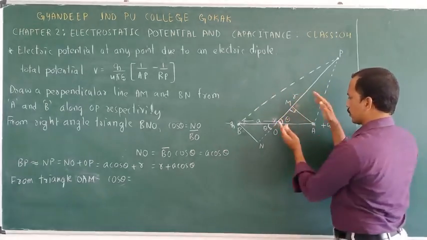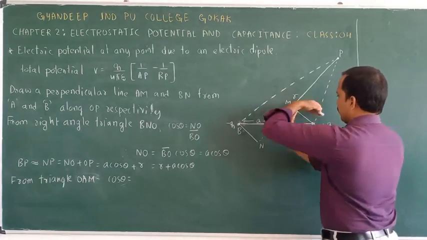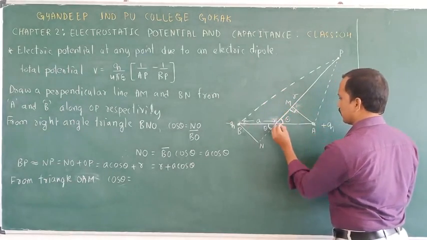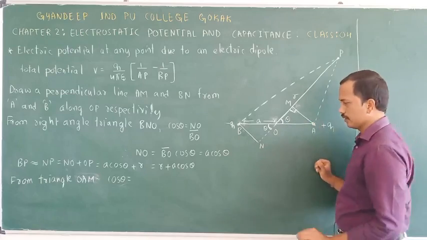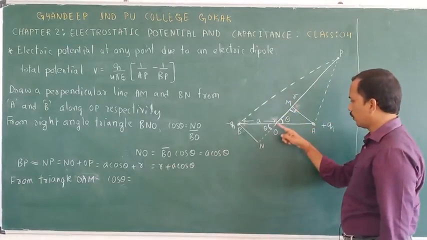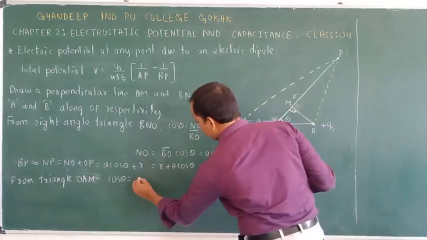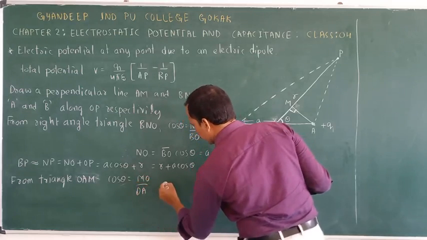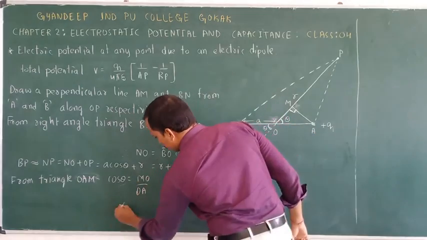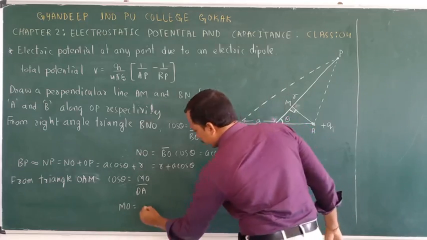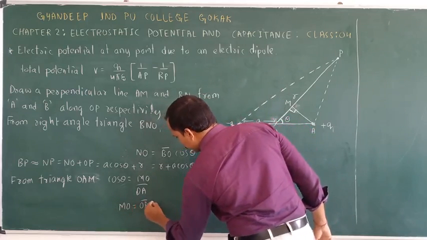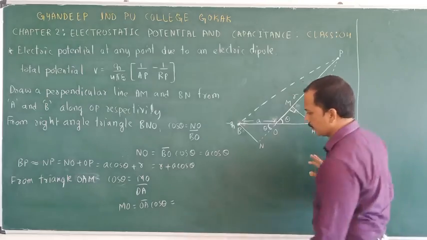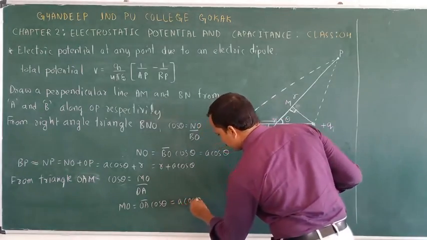So this is the cos function and this is the common side. So therefore cos theta is equal to MO divided by OA, or MO is equal to nothing but OA into cos theta. So the value of OA is A, so this is A cos of theta.